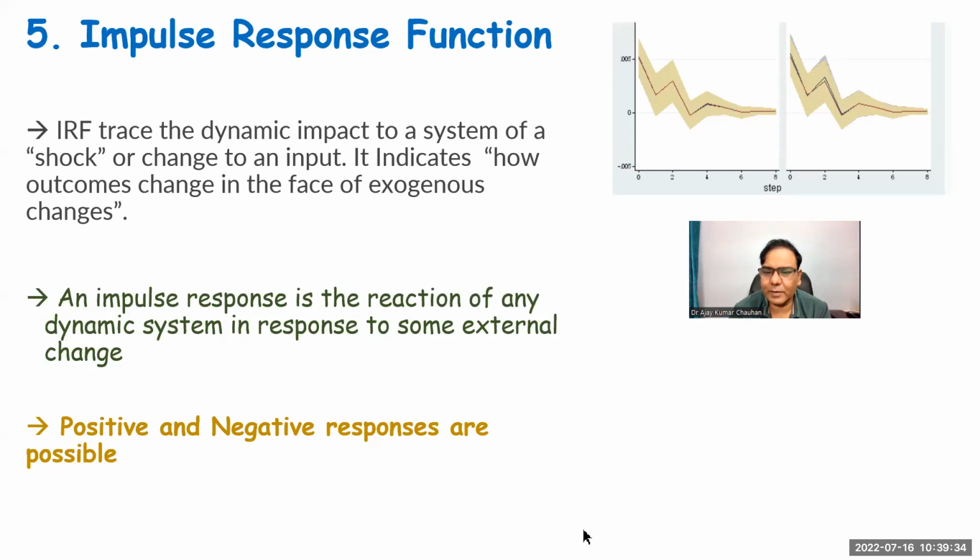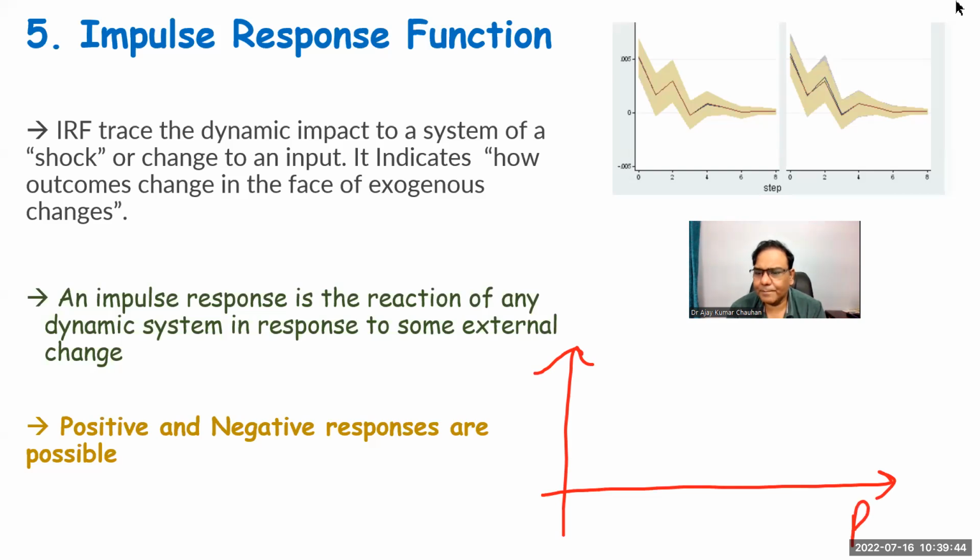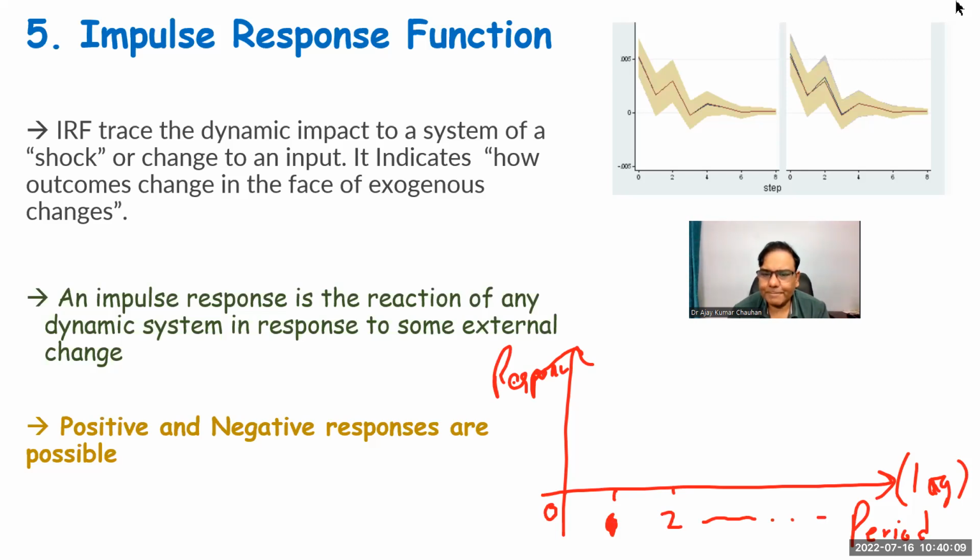I'm plotting a sample response. This is a graph. In this graph, this is the period or lag, and this is the response. So this is lag 0, then lag 1, lag 2, and that's it. On the same day, suppose the starting point is this.